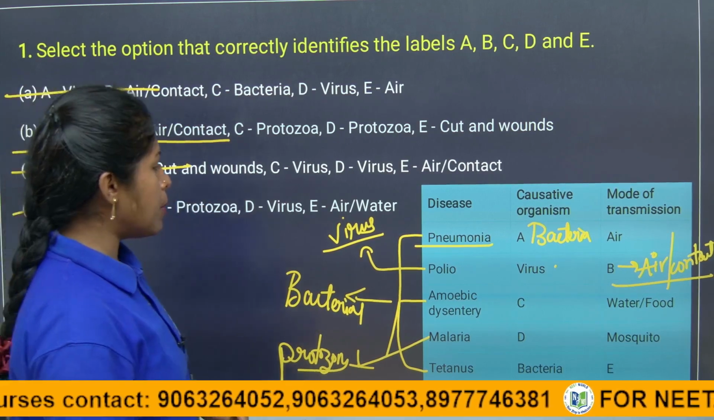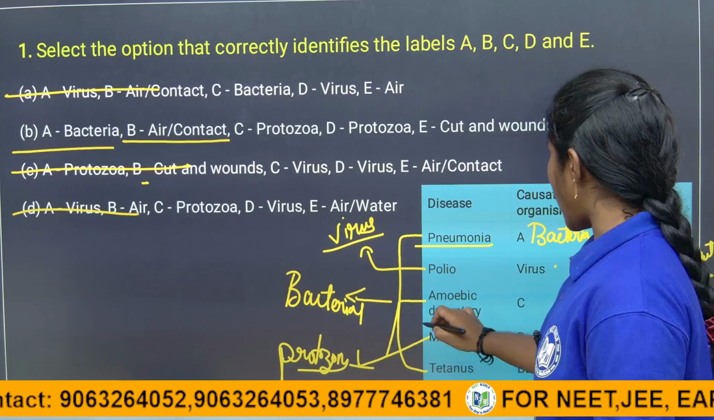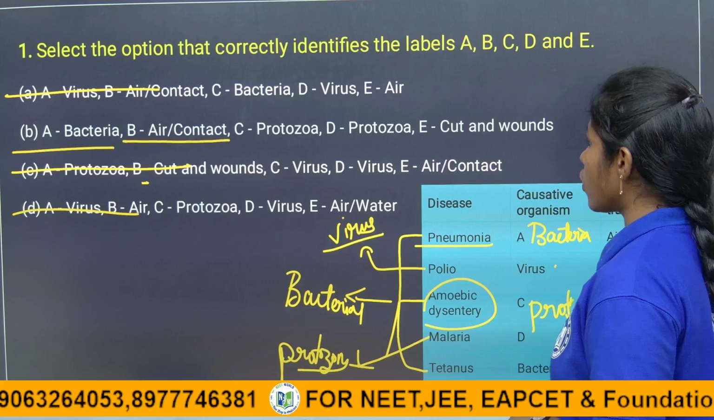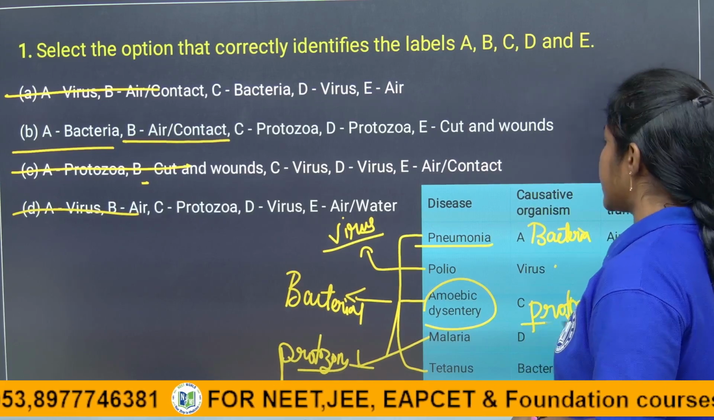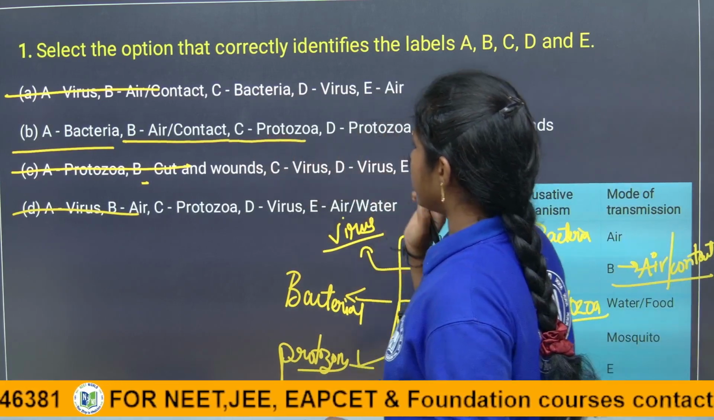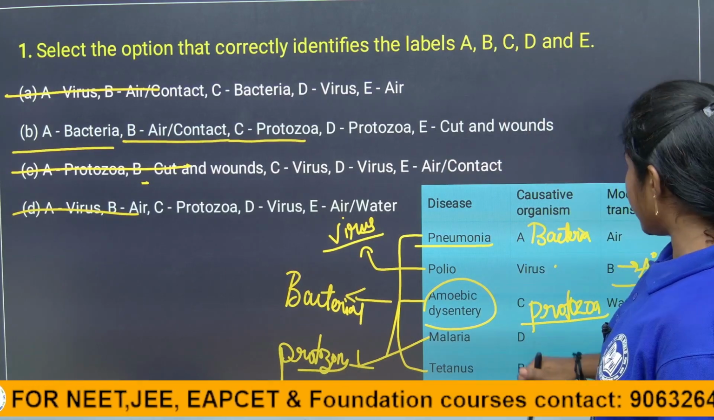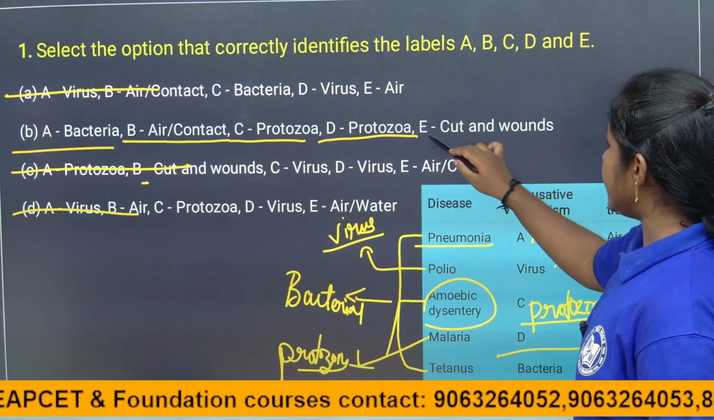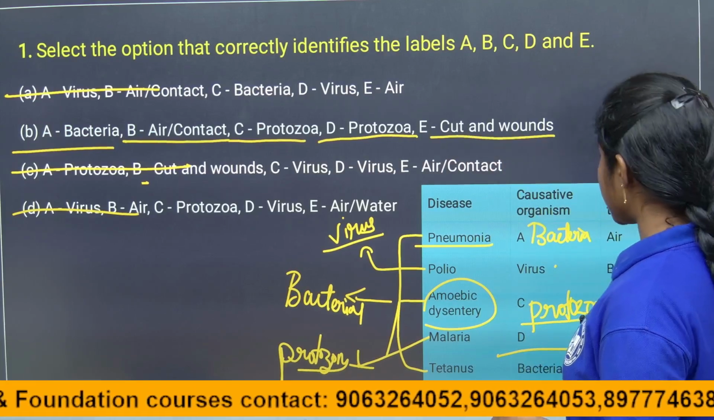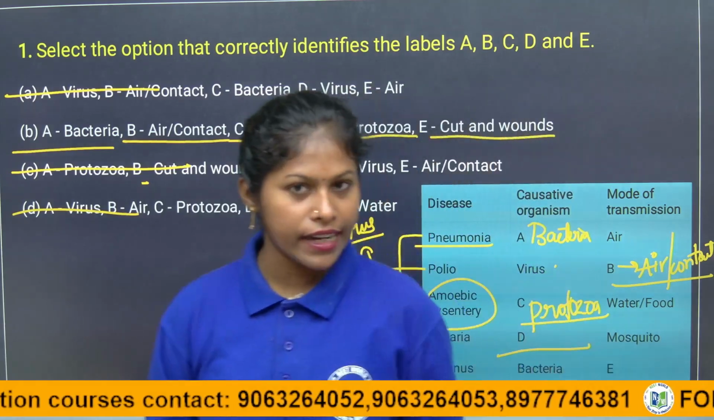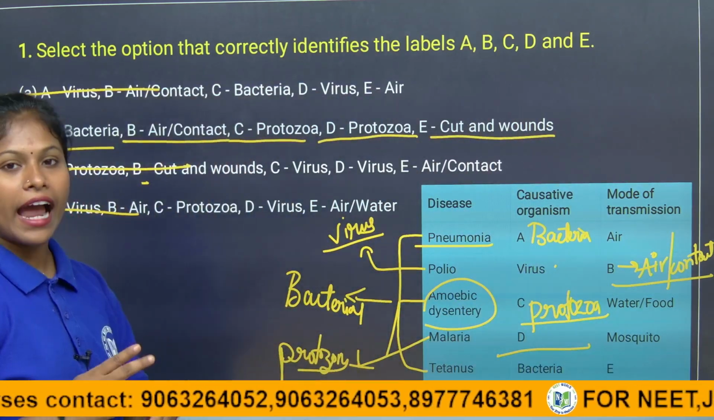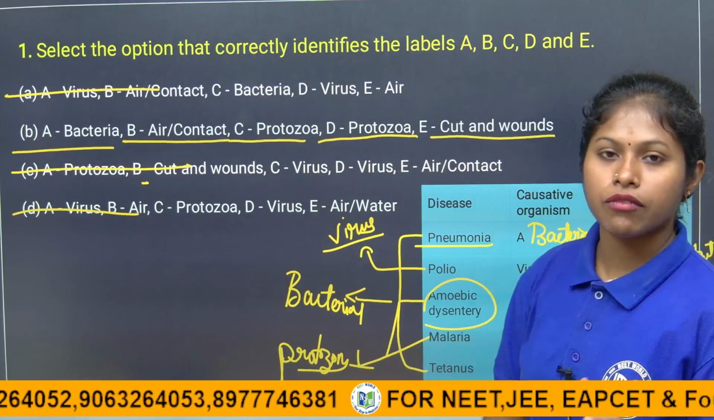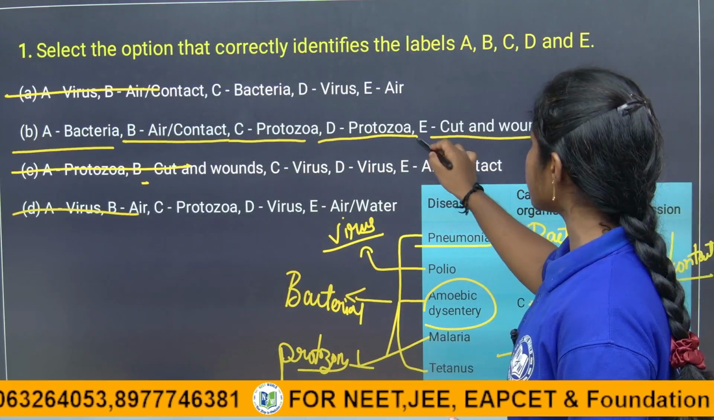Coming to C, amoebic dysentery is caused by a protozoan. Here we discussed that amoebic dysentery and malaria have protozoans as the causative organism. So C is protozoa. Here is the correct answer. Coming to D, D is also protozoa. Coming to E, tetanus is the mode of transmission. Tetanus is a bacterial disease. The mode of transmission is by cuts and wounds. The mode of transmission is cut and wound.